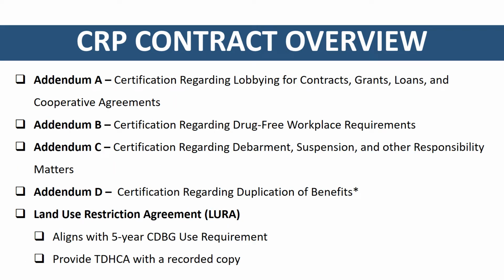The contract addenda includes the following 4. Addendum A, certification regarding lobbying for contracts, grants, loans, and cooperative agreements. Addendum B, certification regarding drug-free workplace requirements. Addendum C, certification regarding debarment, suspension, and other responsibility matters. And Addendum D, certification regarding duplication of benefits.